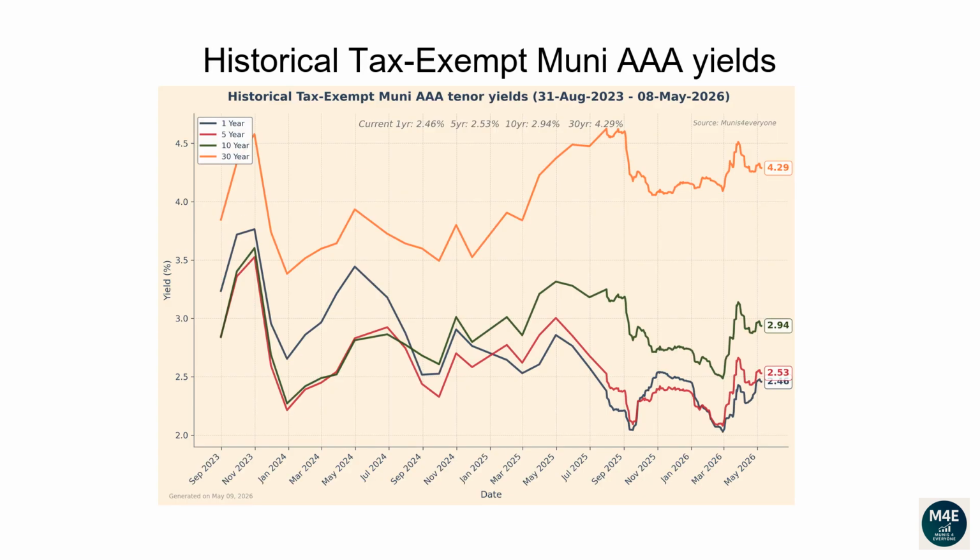This line plot and the next plot show how each tenor of the Muni yield curve has changed over time. From the 31st of August 2023 to the 8th of May 2026, the 1-year yield has dropped from 3.24 to 2.46. The 5-year yield has dropped from 2.85 to 2.53. The 10-year yield has increased from 2.84 to 2.94. The 30-year yield has increased from 3.85 to 4.29.